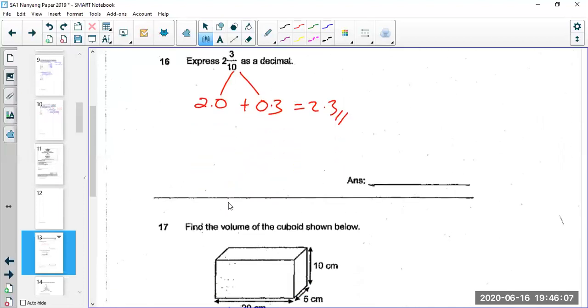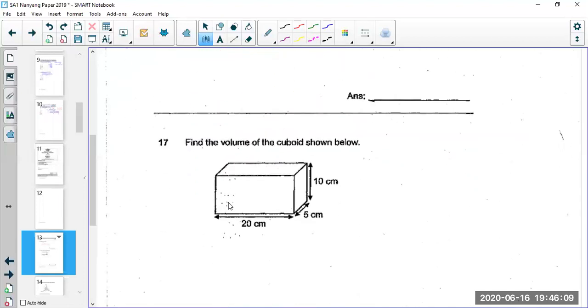Yeah, this is easy. Okay, find the volume. Now, to find the volume, you take 20 times 5 times 10. Make sure you start with the length times breadth times height. Have to follow the order. Length times breadth times height. Shortcut, right? Shortcut. You take 2 times 5 is 10. 10 times 1, right? 10 times 1 is still 10. And then how many zeros do you see? There are 2 zeros, right?